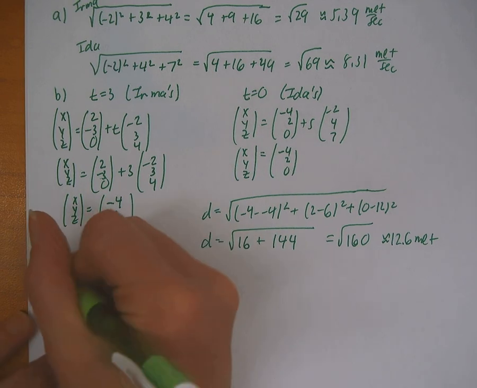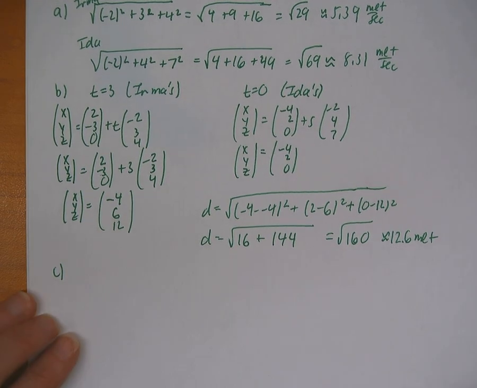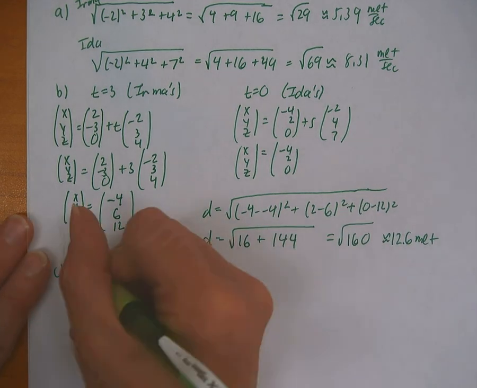Part C, the drones will collide. So they're telling us they collide. For how long was Irma's drone flying when they collide? So I want to know Irma's time when they collide. So I know that they're going to cross paths. So I can just set the x components equal and the z components equal and the y components equal, whichever two you want, and see how that turns out.